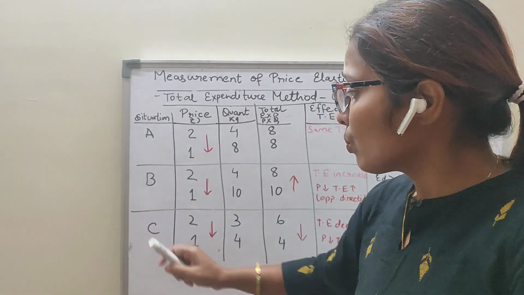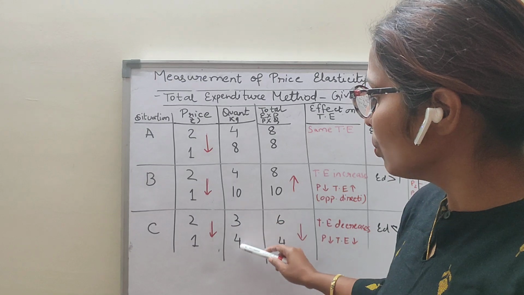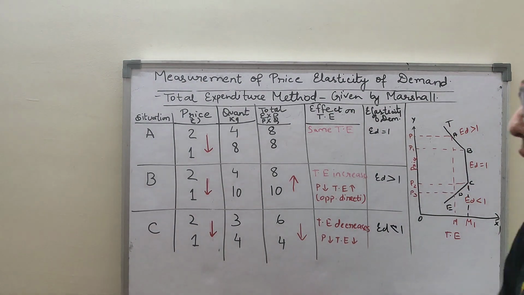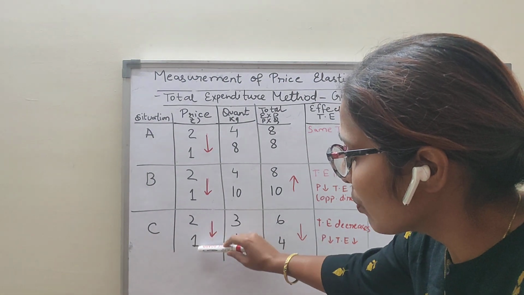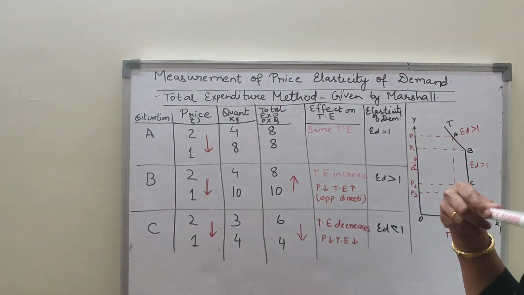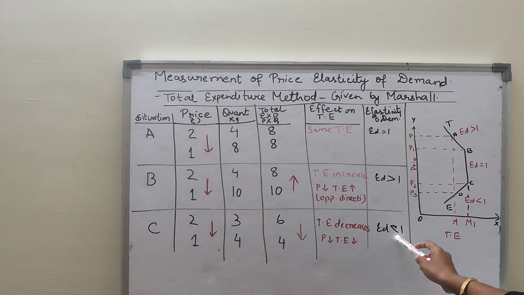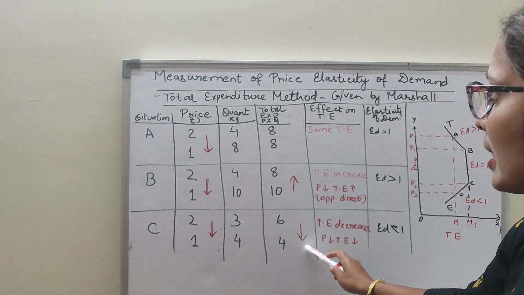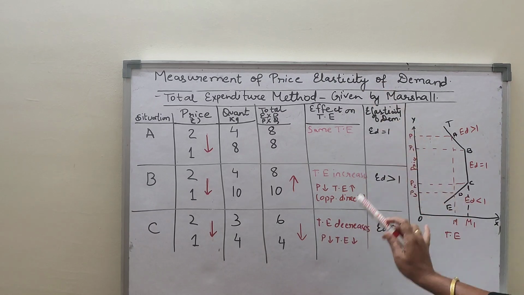Clear? Look at situation C. When my price is falling, my quantity demanded goes from 3 to 4. That means it's increasing. But here my total expenditure is falling. When my price falls, my total expenditure also falls. When my price rises from rupees 1 to 2, my total expenditure also rises. That means moving in the same direction, elasticity of demand will be less than 1. Clear? Moving in the same direction, there is a direct relation between price and total expenditure. That means ED is less than 1. I hope this table is clear to you.